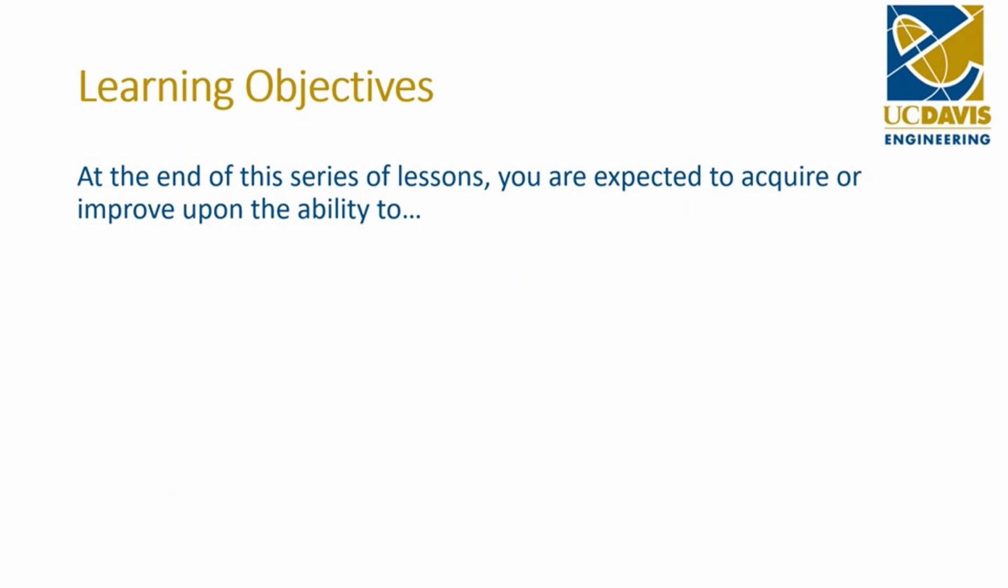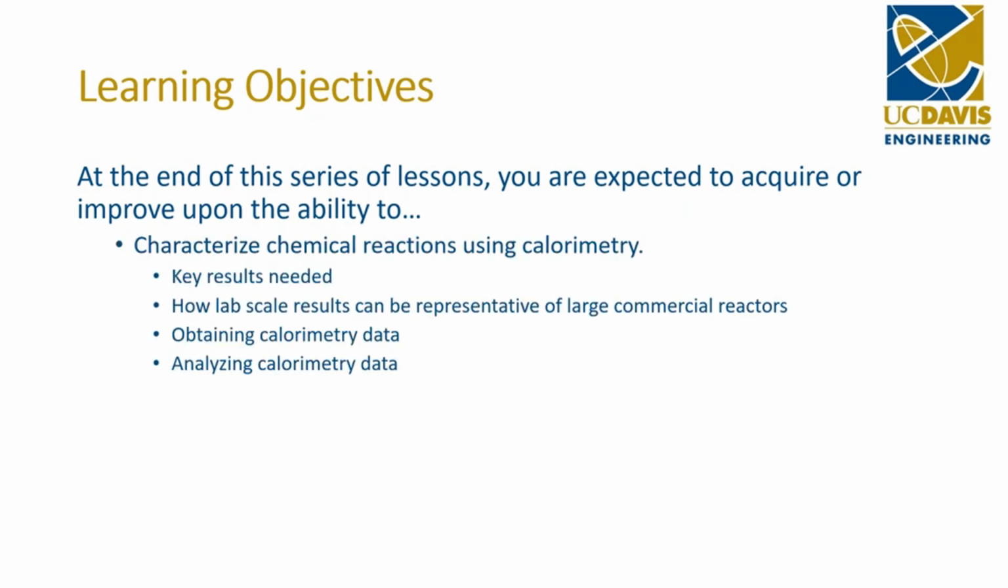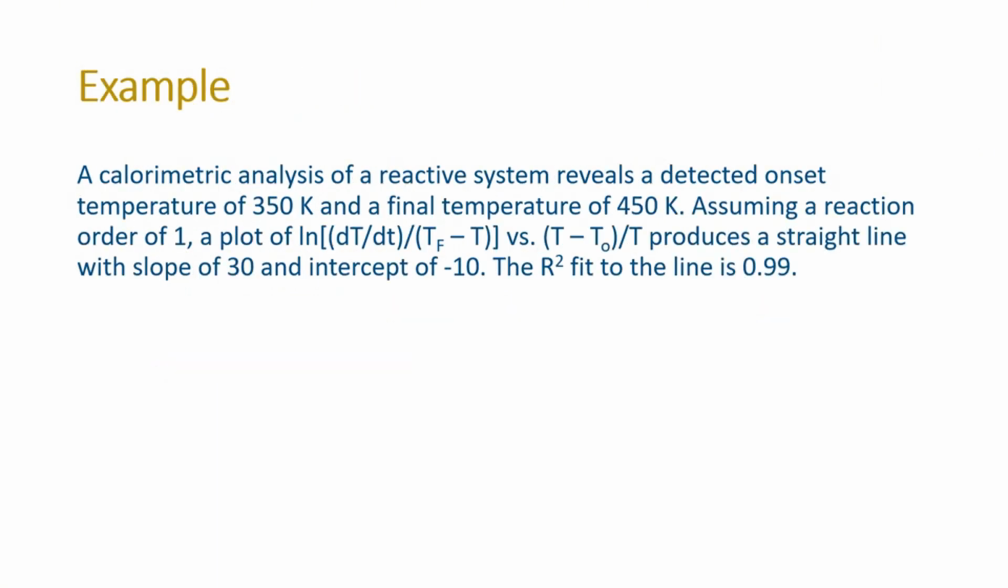In this series of lessons, we've been working on characterizing chemical reactions using calorimetry. In this lesson, we're going to continue to look at analyzing calorimetry data by doing an example together. For our example, we are going to take the results of a calorimetric analysis of a reactive system where there is a detected onset temperature at 350 Kelvin and a final temperature detected at 450 Kelvin.